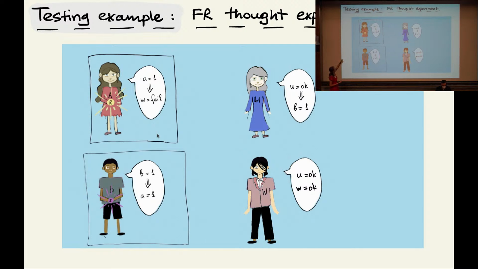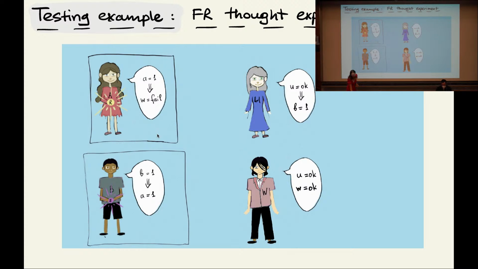So for Alice, if Alice measures 1, then Wigner measures fail. If Ursula measures OK, then Bob measures 1. And finally, Wigner says a slightly different statement. He says that there is a probability that in some round of the experiment, both myself and Ursula will measure OK. So this is, let's say, a post-selection part of the experiment.